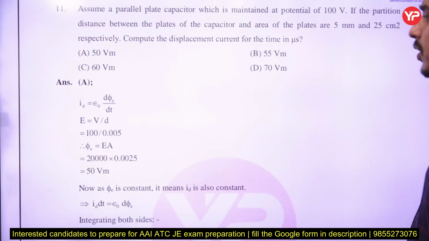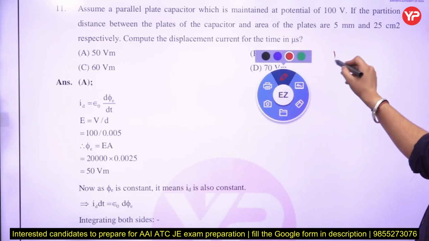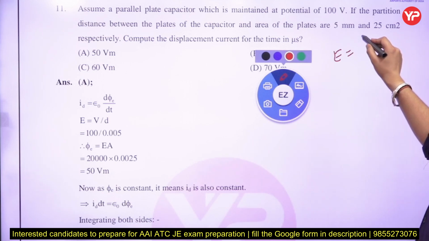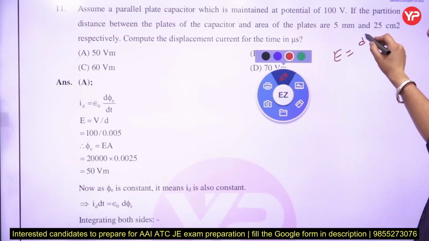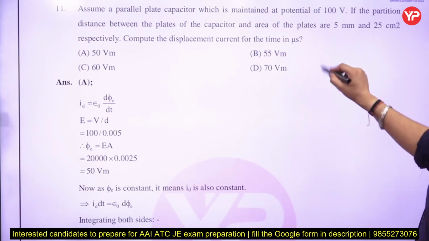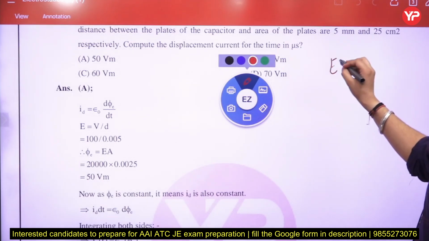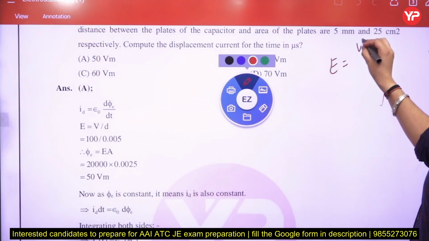So the first thing we have to do is calculate the electric field intensity. See, inside the capacitor, what is the electric field intensity? We have to calculate not the electric field but the electric field intensity, that is V over D.